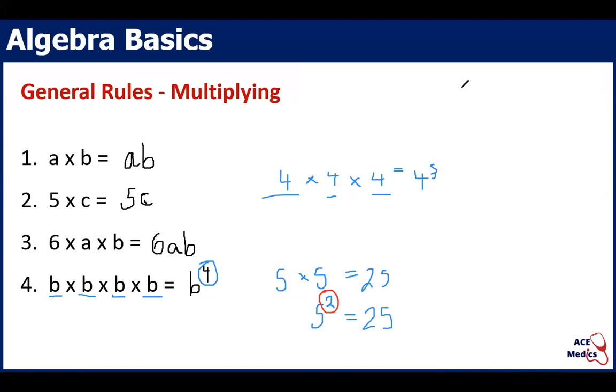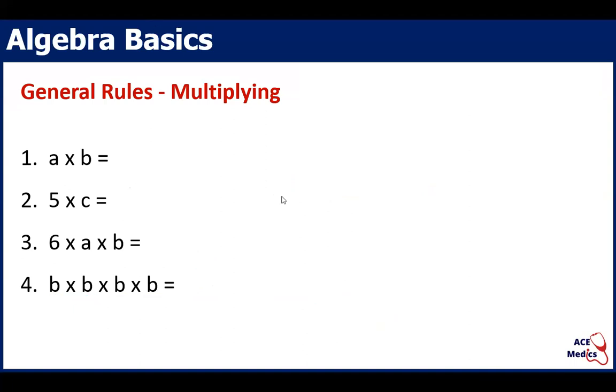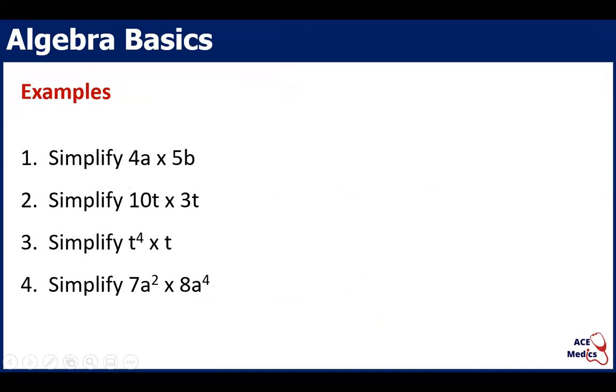So let's have a look at the next page. These ones are slightly more complicated, but still work in very much the same way. So 4a times 5b, we're still going to remove that multiplying sign, but this time we've got two numbers in front of our a and our b. So what we need to do is multiply those together first, and then add those letters on the end. So 4 times 5 is 20ab. Is everyone happy with that?